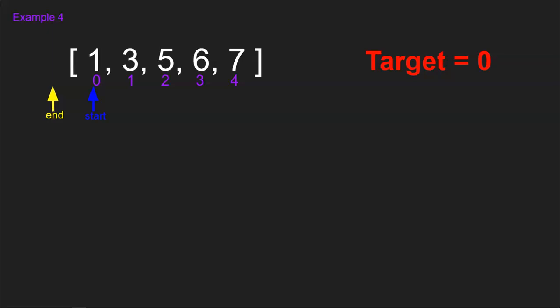In this example also, the target was not found. So we need to find the insertion point. By seeing this example, we can clearly say that our target is going to sit at index 0. So we can clearly say that if we return the start pointer's index at any time, that will be the insertion point for the target. So let's code for this.